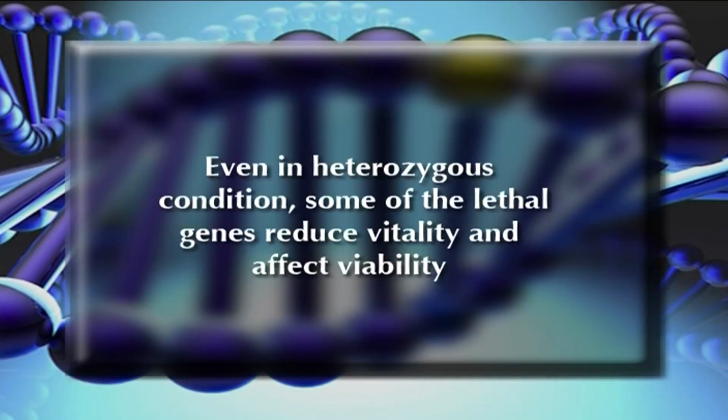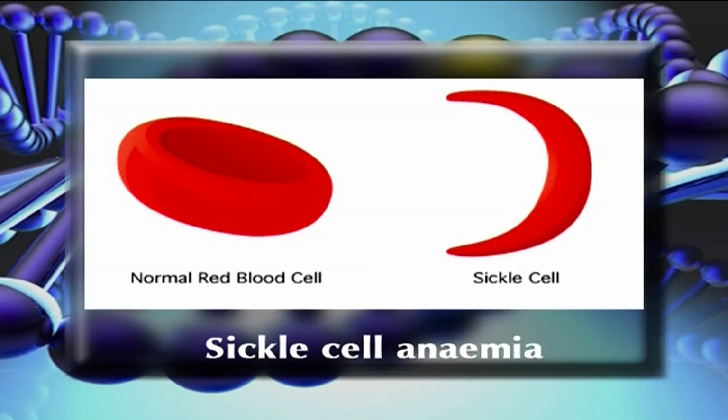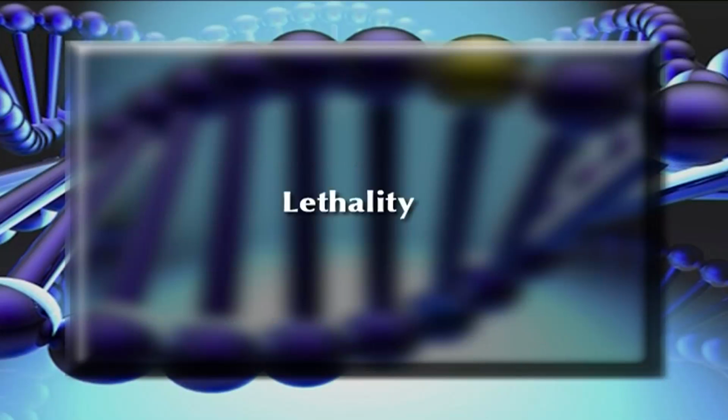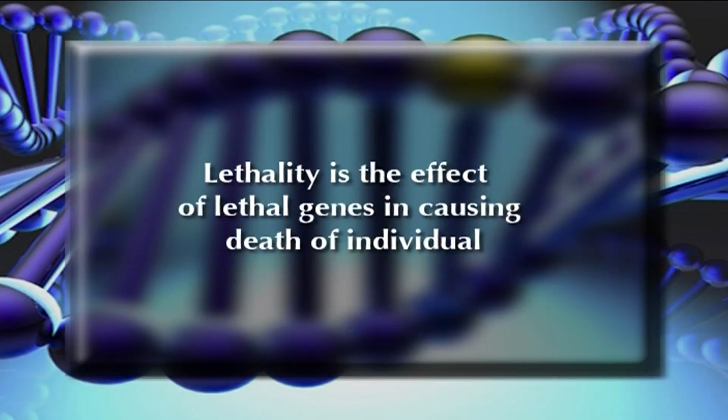Even in heterozygous condition, some of the lethal genes reduce vitality and affect viability. Example, sickle cell anemia under stress, curly wings in Drosophila. Lethality. Lethality is the effect of lethal genes in causing the death of the individual.